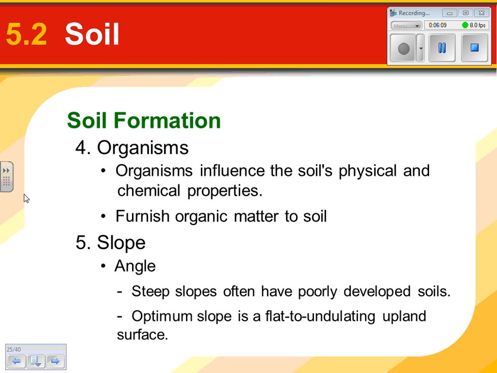Organisms influence the soil's physical and chemical properties. They furnish the organic matter to soil, or the humus. And again, the slope is the angle. How steep is the topography? Steep slopes often have poorly developed soils, and the optimum slope is a flat to undulating upland surface like we have in Nebraska, Iowa, Kansas. We grow a lot of corn and wheat in that area, and we've got good soil because it is fairly flat with some undulation, which means some hills.